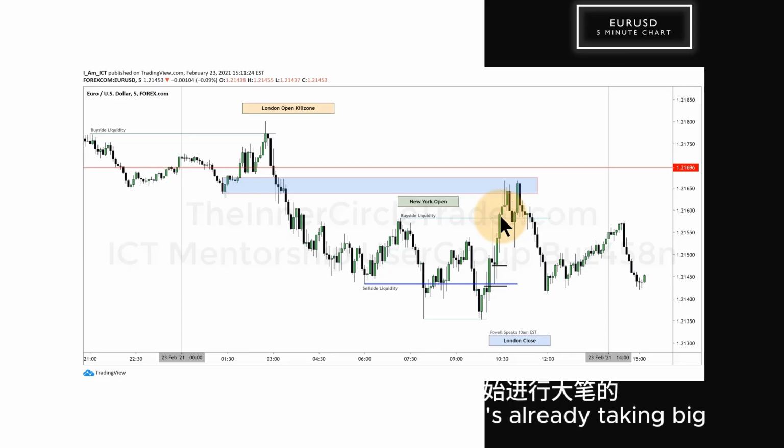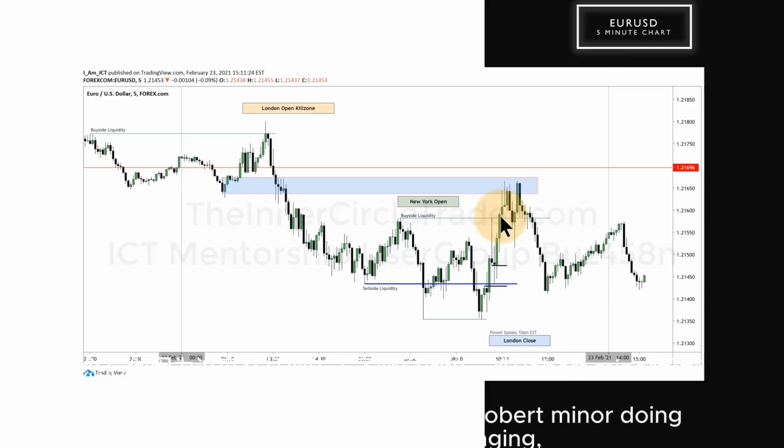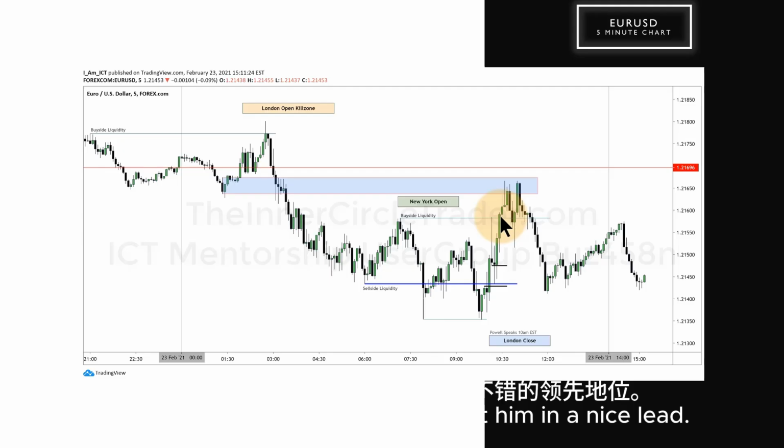and watch what happens, because he's already taken big hits, and then he lost his leadership to Robert Miner doing something over leveraging. But his over leveraging just now put him in a nice lead. If he's smart, he'll sit there for a little bit, but he probably won't.